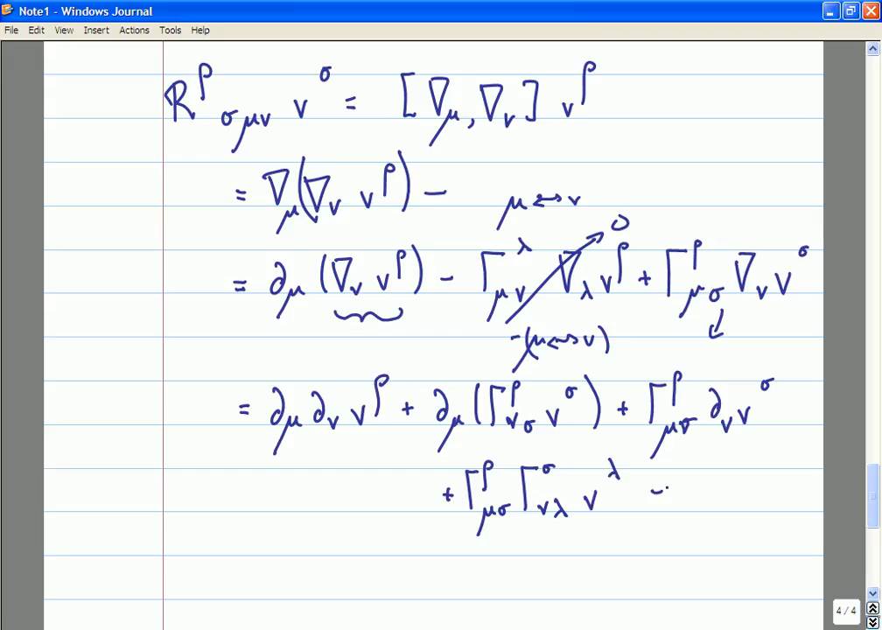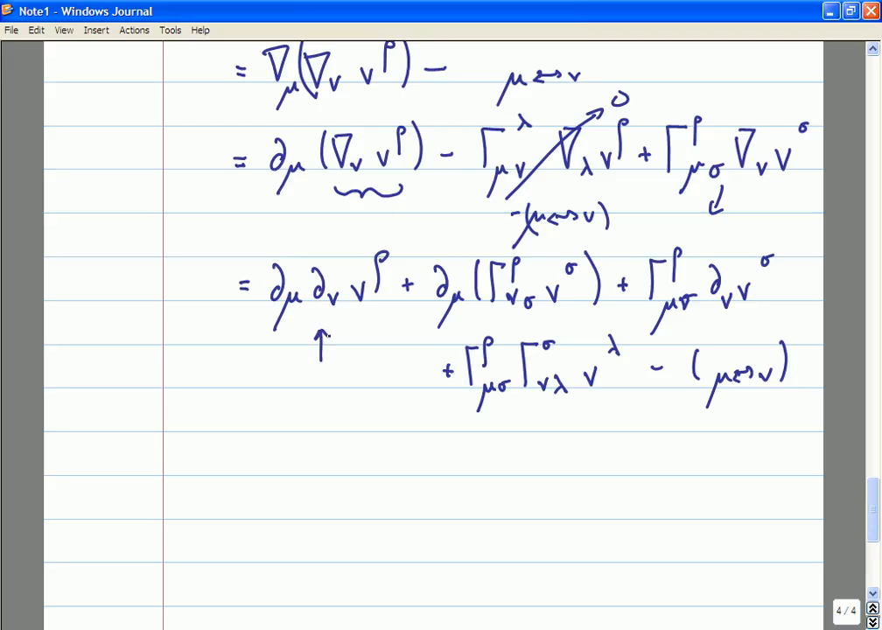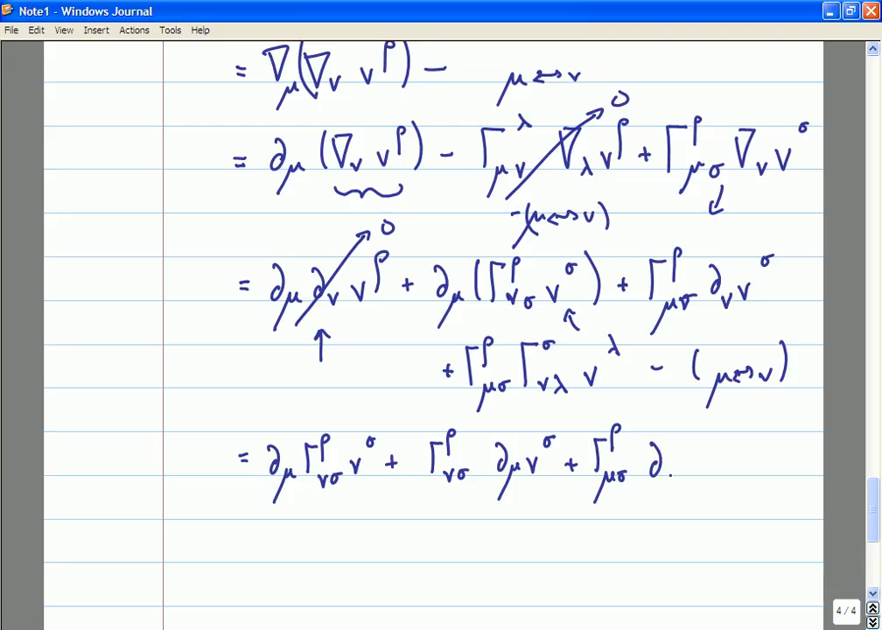Minus the whole thing with mu and nu switched. Okay, again, this first term here is symmetric in mu and nu by the equality of mixed partial derivatives. So that's equal to zero. So all we need do now is expand out this guy in the parentheses here. So what is that? Well, we have d mu gamma rho mu sigma v sigma plus gamma rho mu sigma d mu v sigma plus gamma rho mu sigma d nu v sigma plus this term quadratic in the Christoffel symbol, gamma rho mu sigma gamma sigma nu lambda v lambda, then subtracting off everything, the same thing with mu and nu switched.